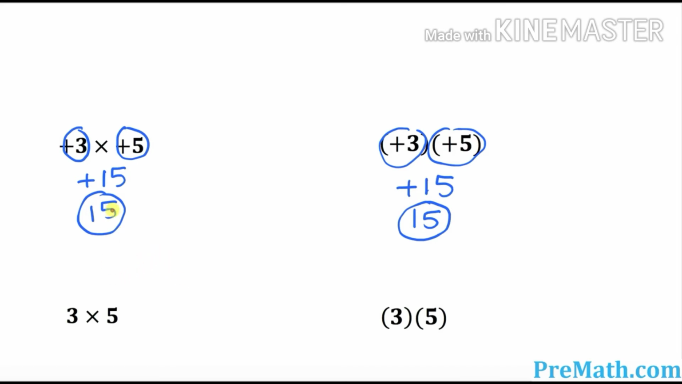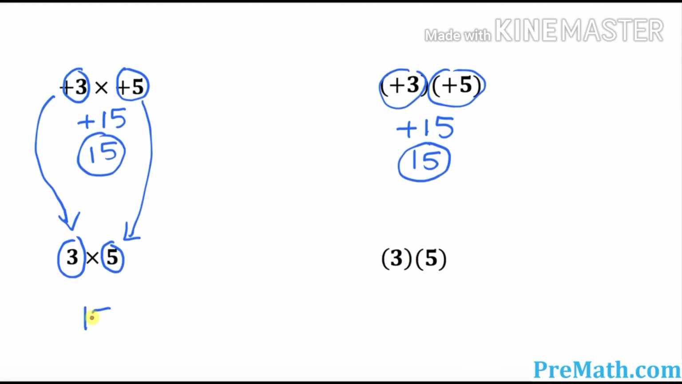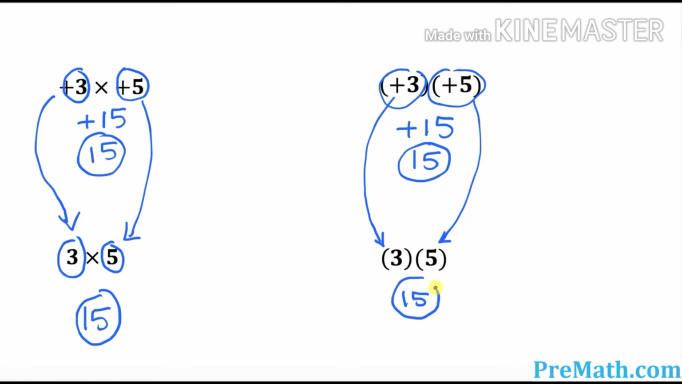Or just simply, you can write this thing over here, you can see that one over here, positive 3 could be written as just simply 3, and this positive 5 could be written as 5, and we know that 3 times 5 is always 15. You can look at this problem this way as well. Likewise over here, positive 3 could be written as what? 3, and positive 5 could be written as 5. So 3 times 5 is 15. So that's pretty much it.